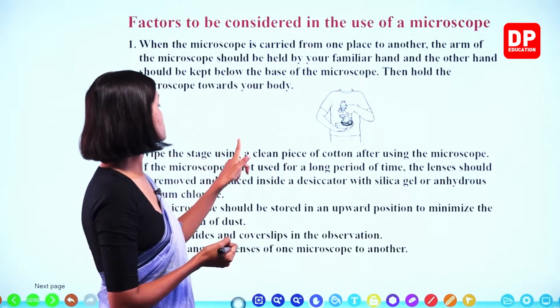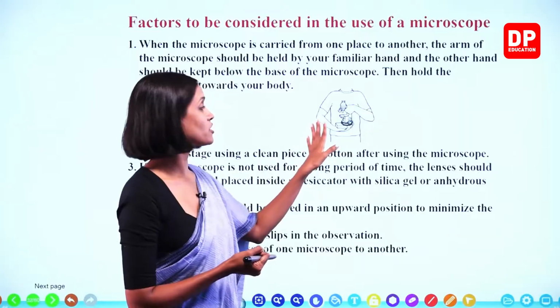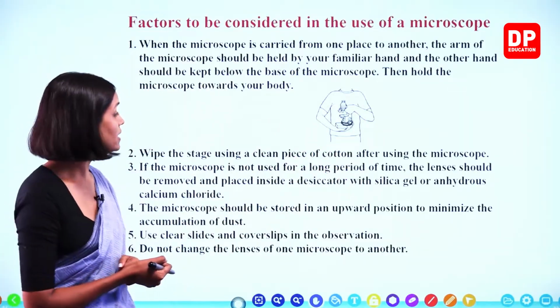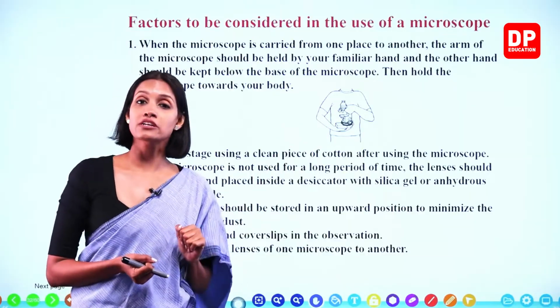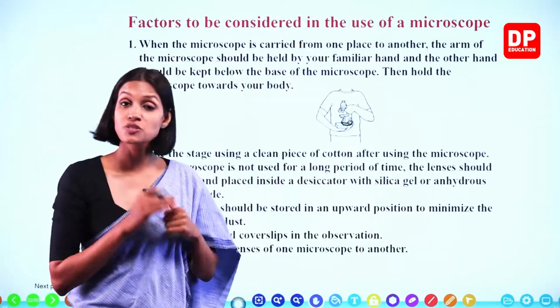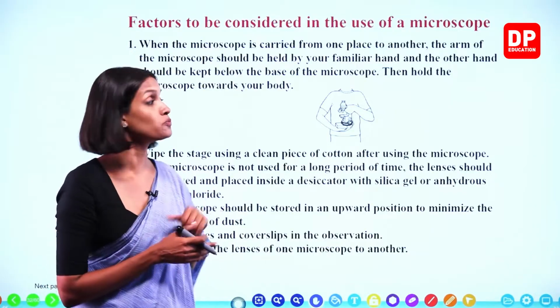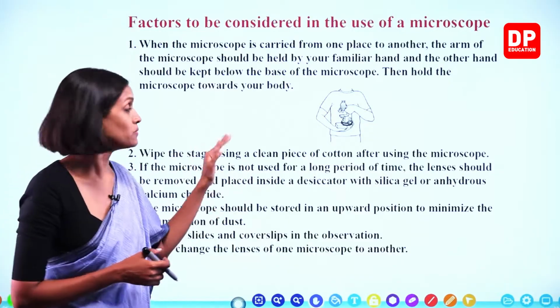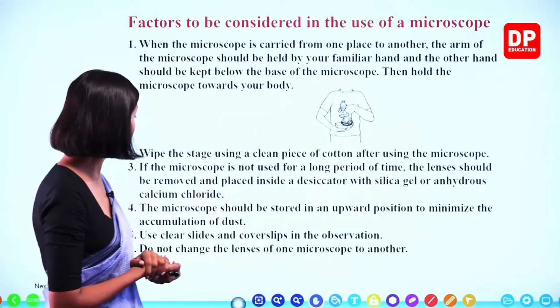Number 2. Wipe the stage using a clean piece of cotton after using the microscope. Even earlier I explained this one, right? If moisture is present in the microscope, it might form fungus on the surfaces, especially on the lenses. Therefore, to prevent that, you have to wipe the stage after using with a clean piece of cotton, right?